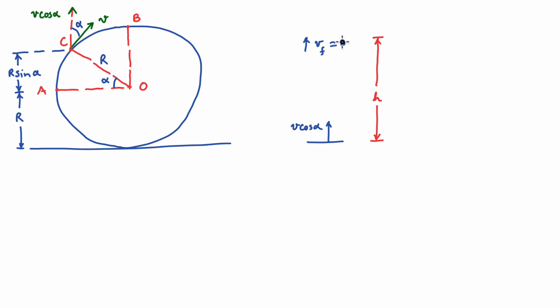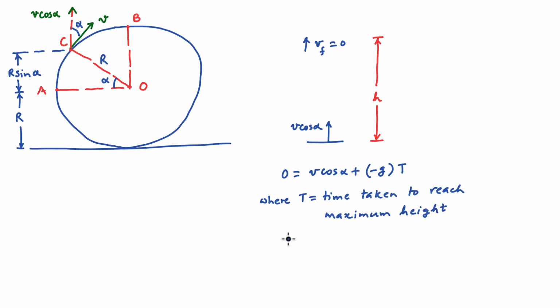From simple equations of motion, we can say that the final velocity 0 is equal to the initial velocity v cos alpha plus acceleration, which in this case is minus the gravity g, because we are moving against gravity, times the time taken to reach this maximum height h. Let's denote it by capital T. Therefore, T is equal to v cos alpha upon g.